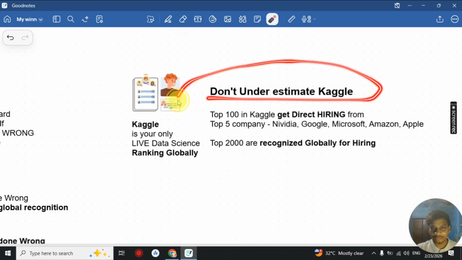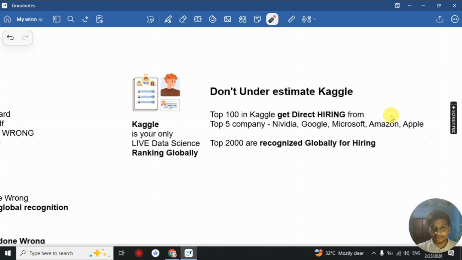And also I would like to say, don't underestimate the power of Kaggle here, okay? Kaggle is, you could say, a live data science global rank here. Even the top 5 companies of Silicon Valley, Nvidia, Google, Microsoft, Amazon, Apple, directly hire from Kaggle rankings, okay? So if you have even scored in the top 100 in a Kaggle competition, you will get direct hiring from these 5 companies, okay?